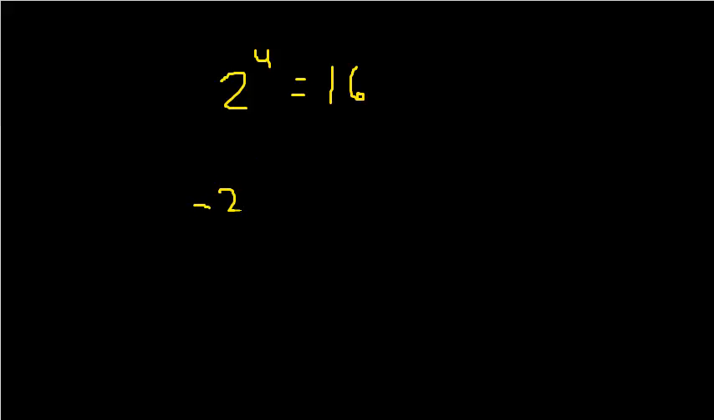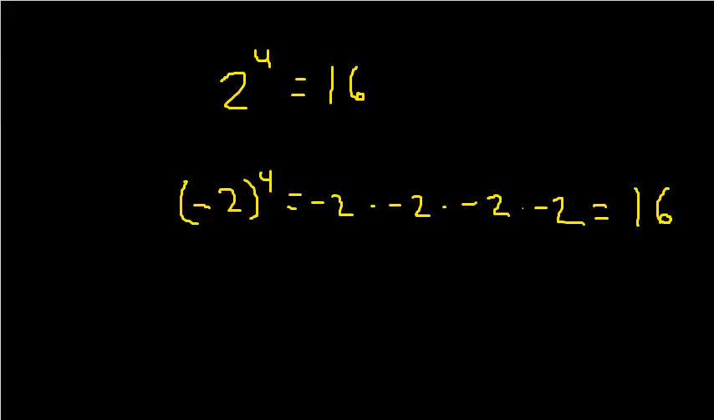If I have, say, (negative 2) to the 4th power, that's saying negative 2 times negative 2 times negative 2 times negative 2. Again, negative 2 times itself 4 times. A negative times a negative is a positive. That positive times a negative is a negative. And that negative times a negative is a positive. Because there are an even number of negative signs, I have a positive answer of 16. So (negative 2) to the 4th power gives me a positive 16. A negative number to any even power gives me a positive answer.